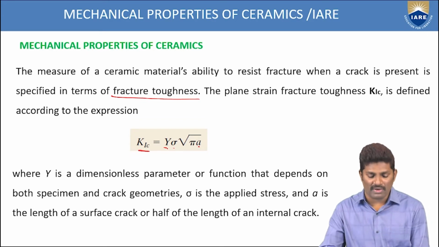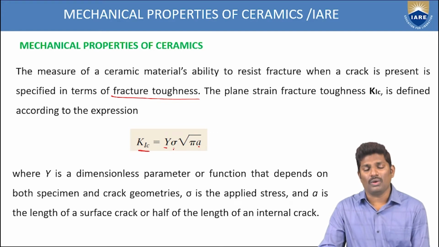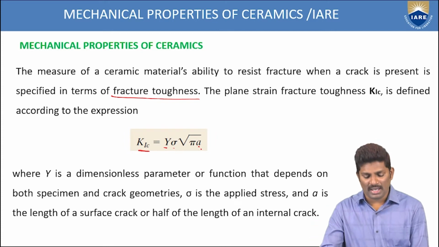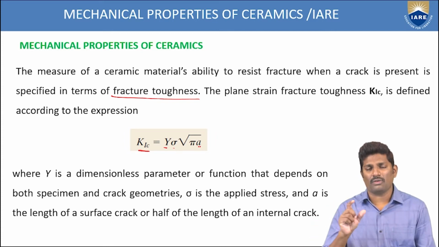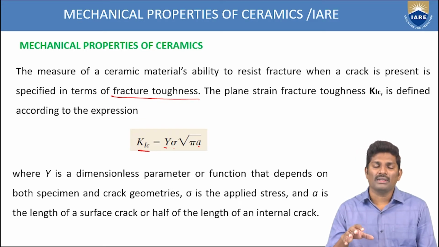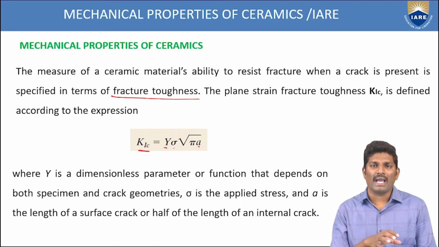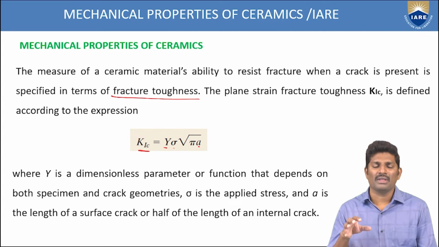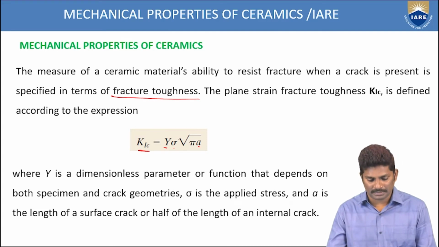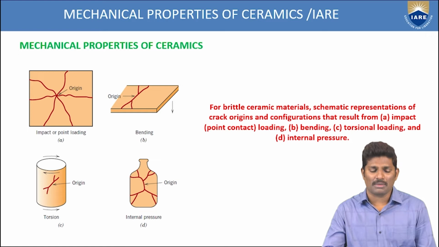Y is nothing but the dimensionless value which depends upon the type of geometry of the crack, and sigma is the load which we are applying on the material, and of course a is the length, up to what distance the crack has formed. So these are all the parameters included in order to find the maximum point up to which the body can resist the formation of cracks. These are some of the different types of brittleness of materials.